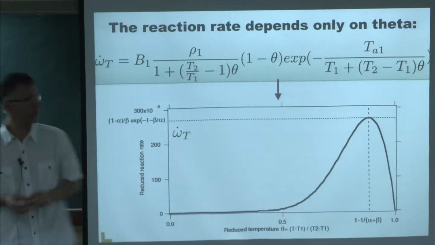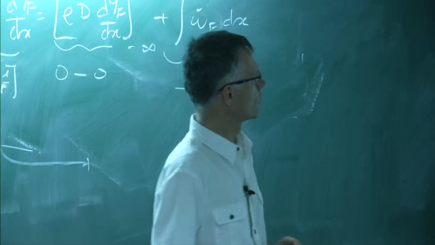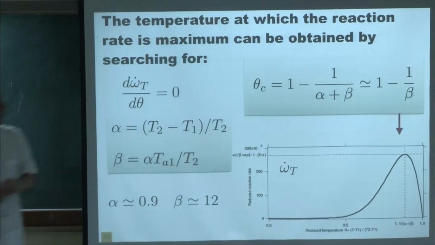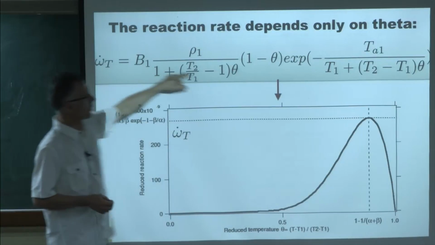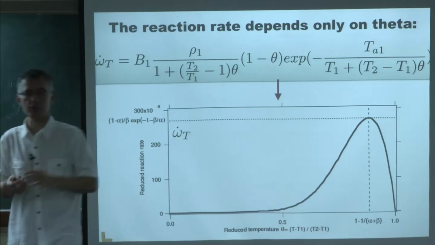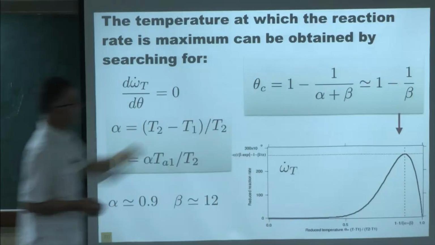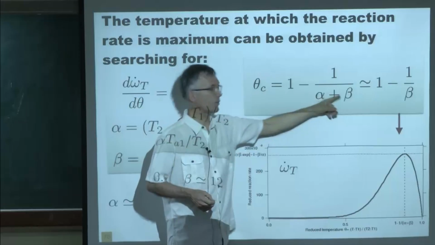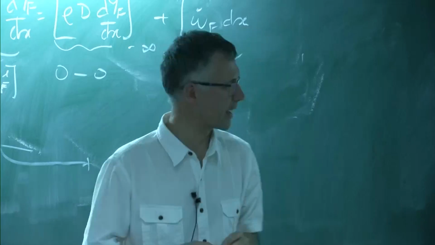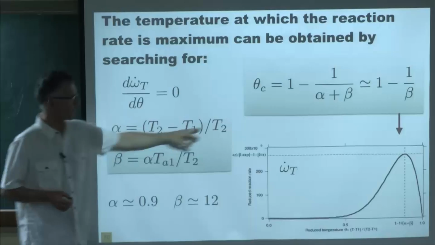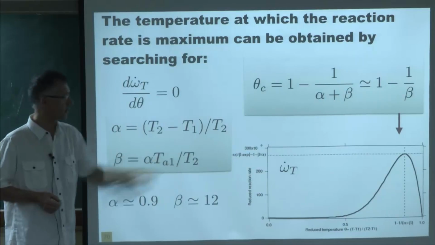How do we know that? Well, you can derive these expressions. If you try to look for the maximum value of omega dot T, it's a good exercise too if you want to do it tonight. You take the derivative of this and look for the moment where it is maximum. It takes half a page. And you find that it is maximum at a value which is 1 minus 1 over alpha plus beta. Alpha and beta are also the classical numbers which everyone is using in that field. Alpha is T2 minus T1 divided by T2, and beta is alpha multiplied by the activation temperature divided by T2.